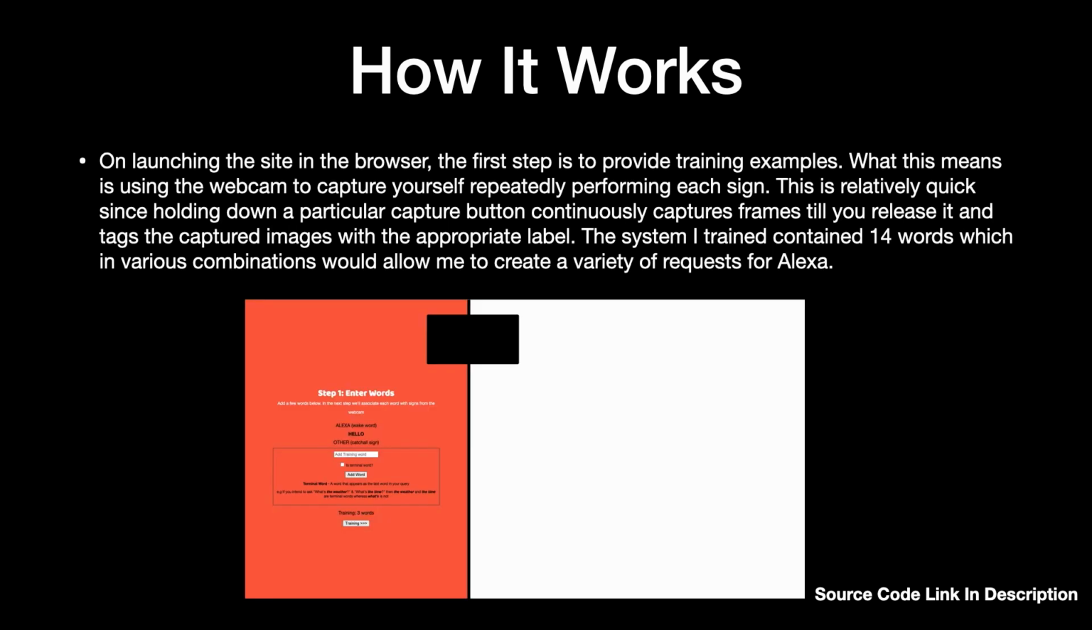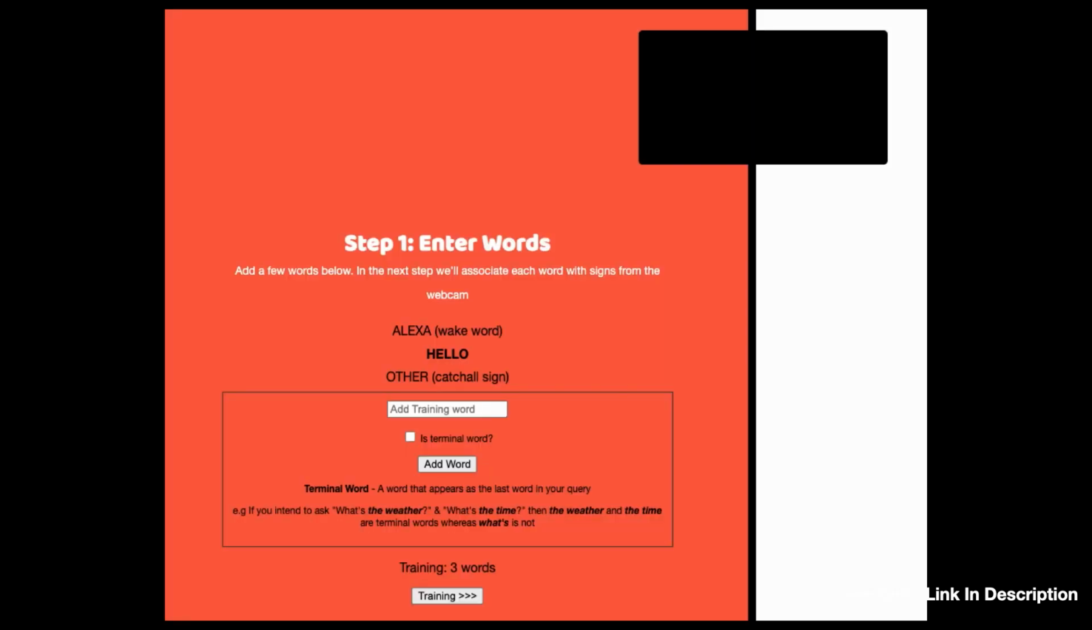On launching the site in the browser, the first step is to provide training examples. What this means is using the webcam to capture yourself repeatedly performing each sign. This is relatively quick since holding down a particular capture button continuously captures frames till you release it and tags the captured images with the appropriate label. The system I trained contained 14 words which in various combinations would allow me to create a variety of requests for Alexa. Once training is complete, you enter predict mode.